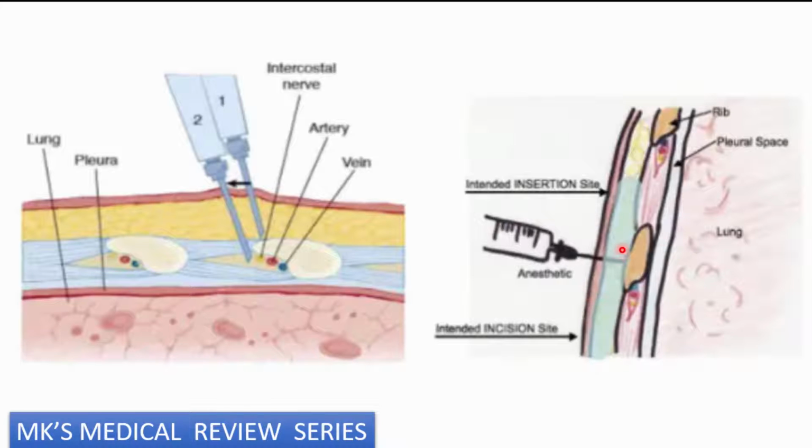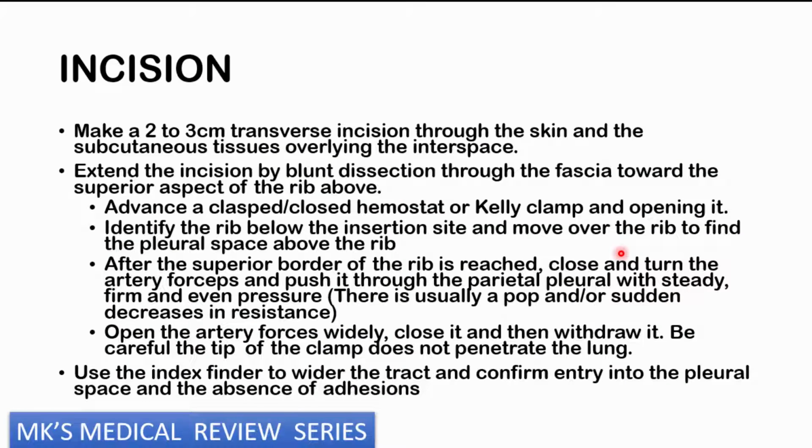Then, of course, you should also deposit a large amount of anesthetic to prevent any pain during the procedure. When you're making your incision, you should make sure that you make your incision 2 to 3 centimeters. So you make a transverse incision through the skin. You're going to be going through the subcutaneous tissue and the overlying intercostal space, and you should extend your incision by performing blunt dissection through the fascia towards the superior aspect of the rib that's above.